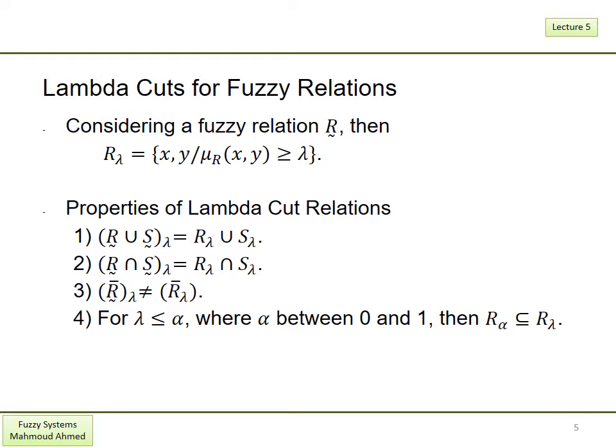We find here that the complement of the fuzzy set R of lambda is not equal to the complement of fuzzy set R of lambda. Fourth, for lambda smaller than or equal to alpha, where alpha lies between 0 and 1, then R of alpha is included, being a subset, in R of lambda. Sorry, R of alpha is included in R of lambda.